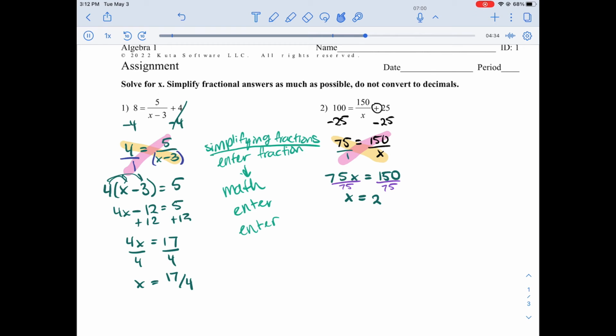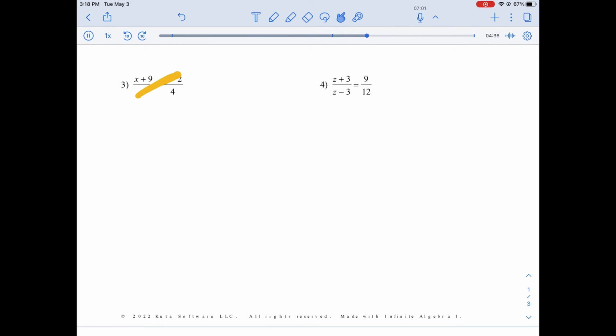So for number 3, we're going to cross multiply again. I always cross multiply when I have a fraction equal to a fraction. And when I have binomials, I want parentheses around them. So I'm going to throw some parentheses on there. I'll get 4 times x plus 9 from the green and 6 times x minus 2 from the yellow. I'll distribute each.